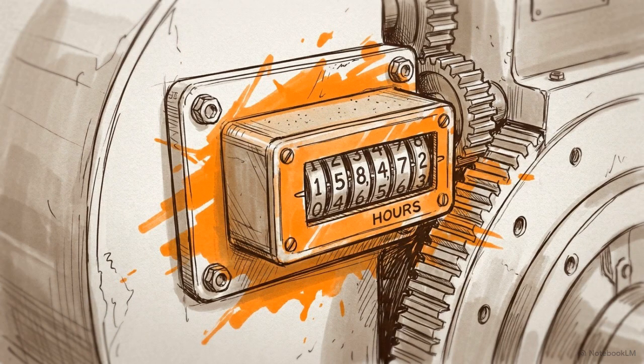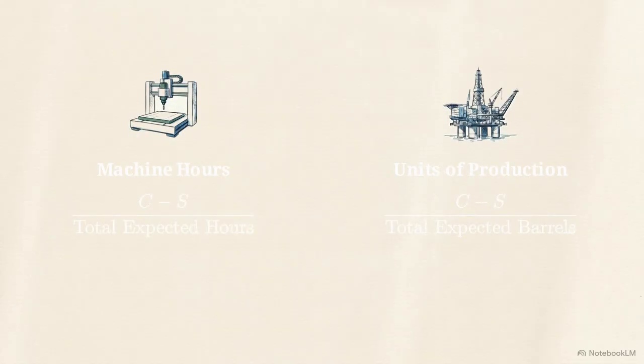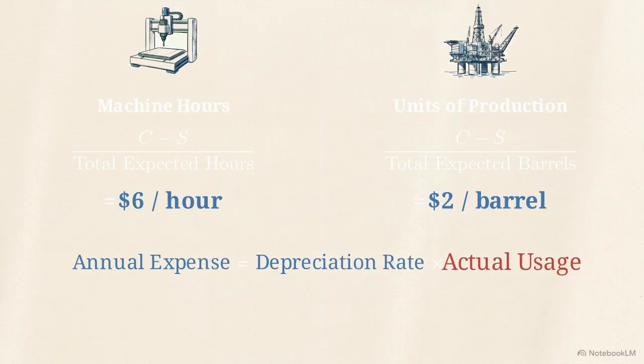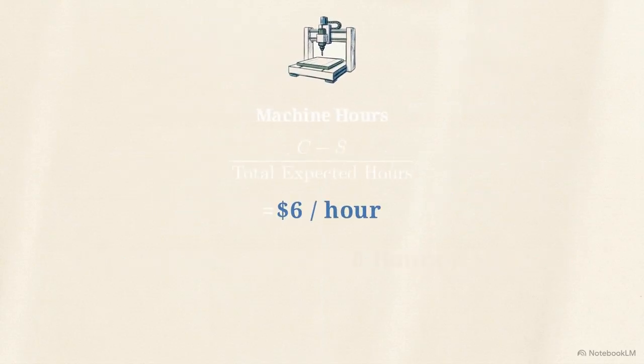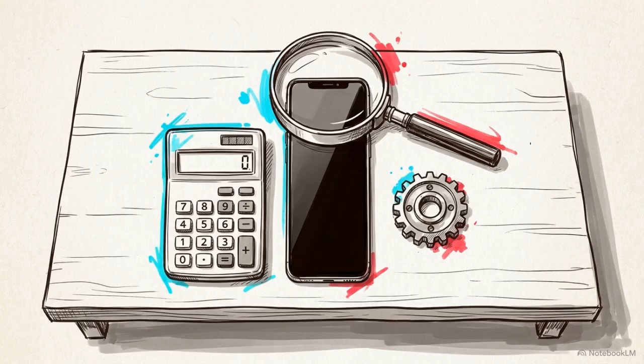The final approach is the machine hour or unit rate method. This discards the passage of time and ties depreciation directly to physical production. As you can see in this comparison, this requires a 2-step formula. First, find the fixed cost per unit of use. Then, multiply that rate by the actual hours run or units produced during the accounting period. This provides financial protection. If a factory shuts down and a machine produces nothing, the depreciation expense for that period drops to 0. With 3 different calculation methods available, how do you choose the right one for your specific asset?